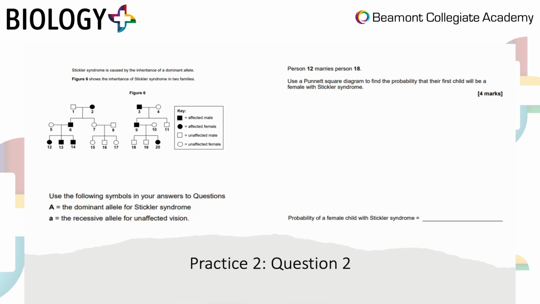Question 2. Person 12 marries person 18. Use a Punnett square diagram to find the probability that their first child will be a female with Stickler syndrome. Okay, remember we're using capital A and lowercase a to represent our alleles. Pause the video and have a go.